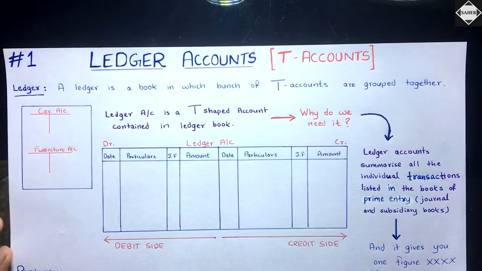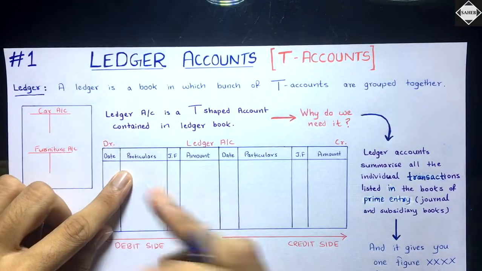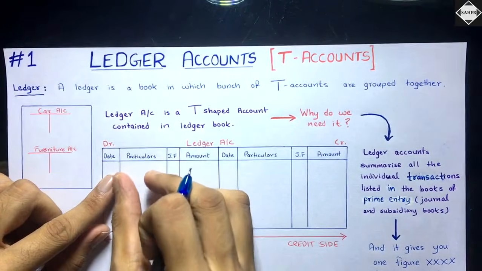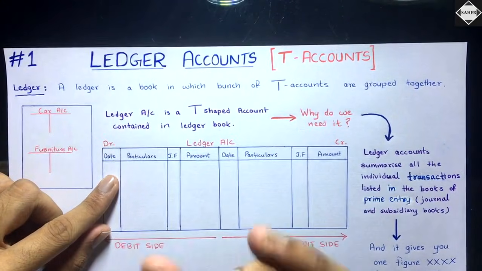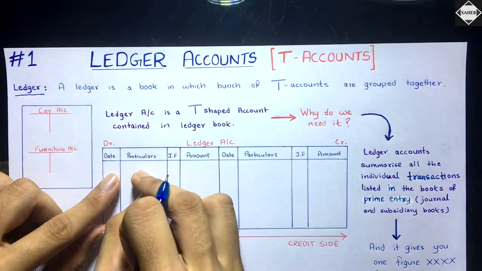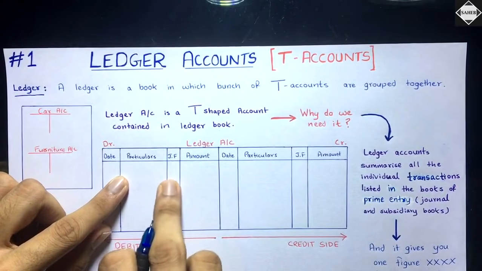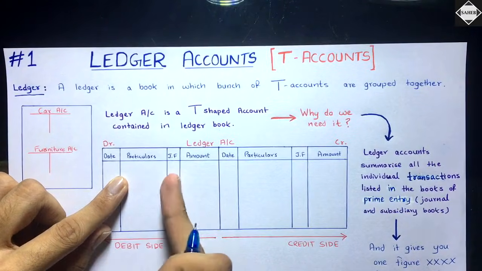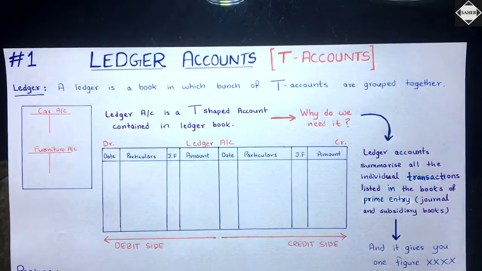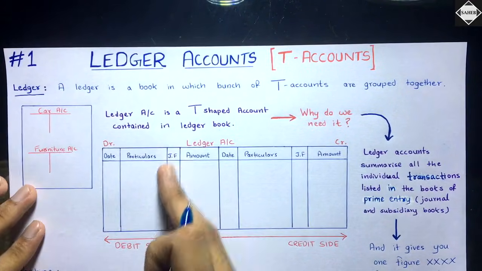Is that okay? Because if you have a posting over here, the recording which we have done in the ledger account is called posting. Fine. So if you want to know the details of that posting, the original entry of that, then you will have the page number of the journal over here at the side, so you can easily go back to the journal and find that entry. That's why we have this journal folio column.